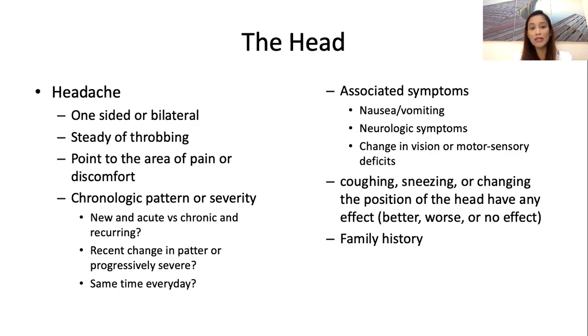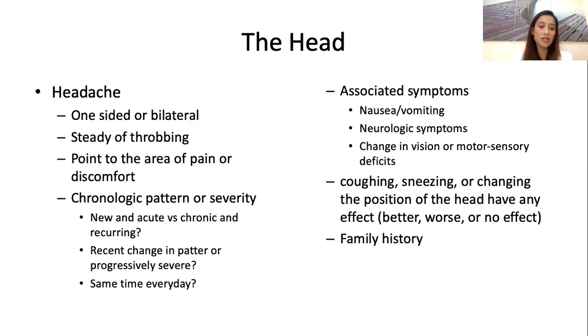If it's chronic, what else can you think about? You can think about intracranial masses. If it's very acute and sudden, severe, you can think about acute hemorrhagic stroke. So these are some examples.